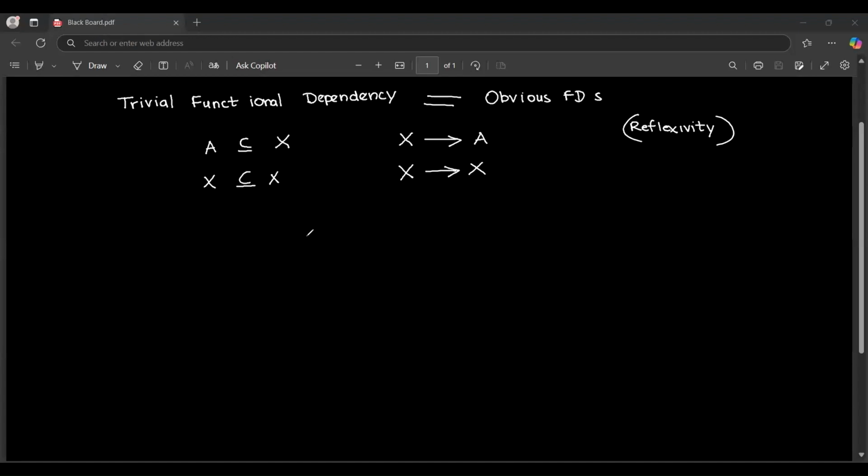So what is a subset? Well, let's say A equals B, C, D, and let's say X equals A, E. Here we can say A is a subset of X, so X functionally determines A. This is a trivial functional dependency.